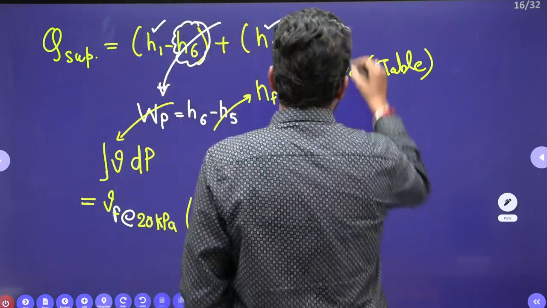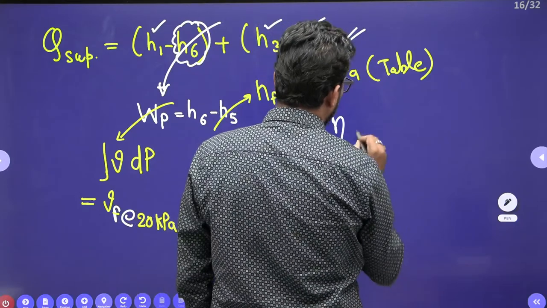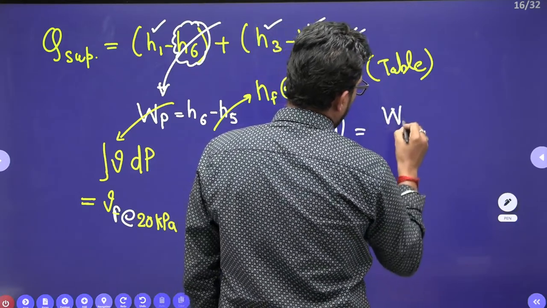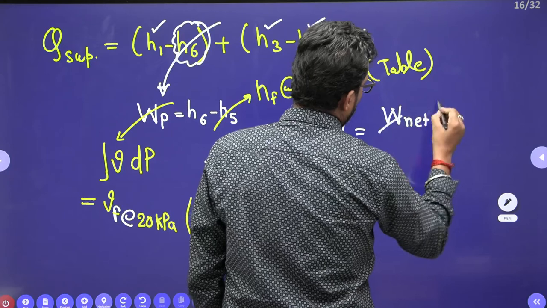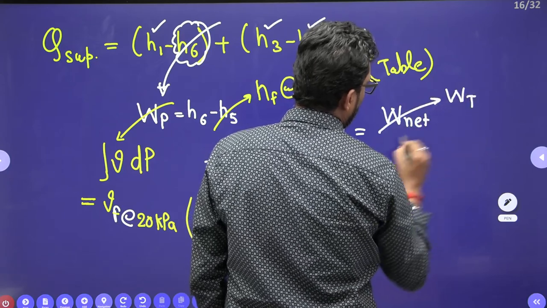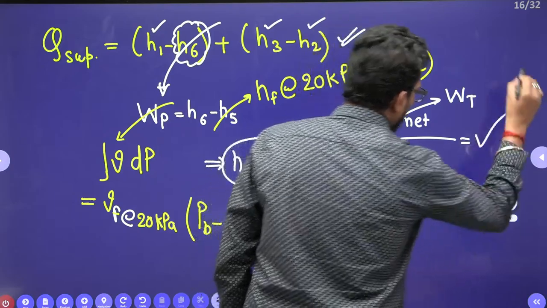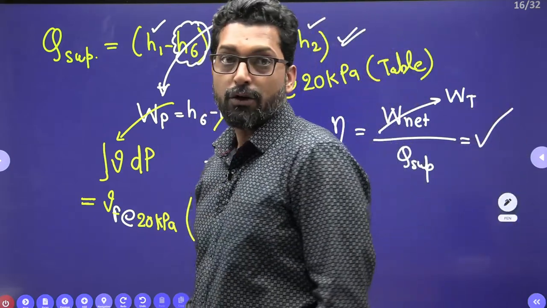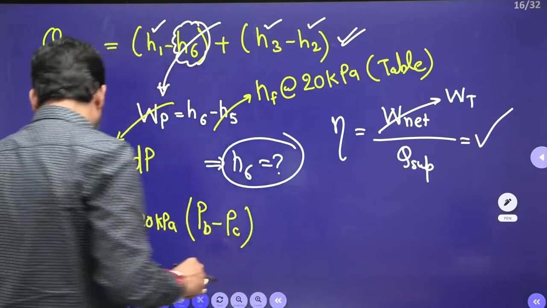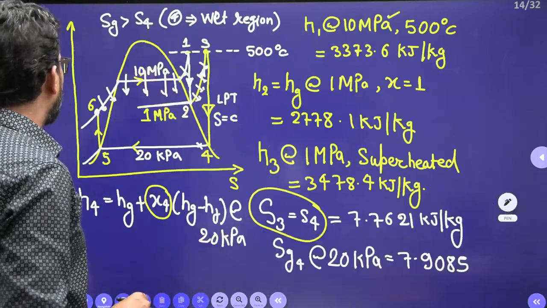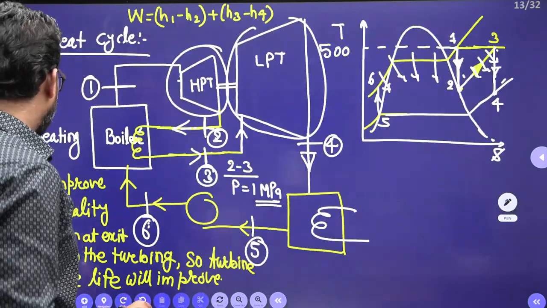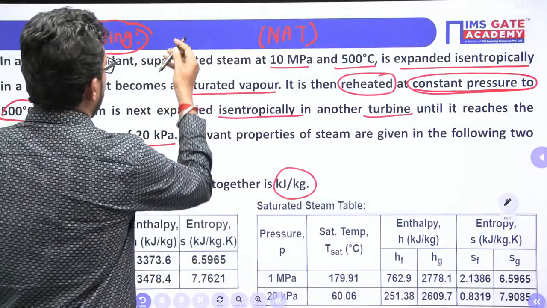Now you have to find the heat supply. What is the efficiency? W net, it is nothing, turbine work by heat supply. So you can easily find the heat supply. So you can expect this question in this year. You can expect question like that in this year to find efficiency.